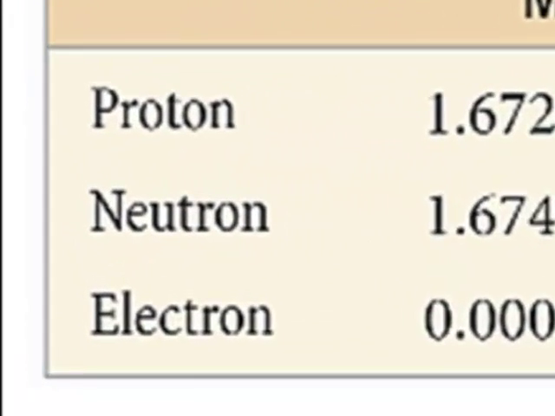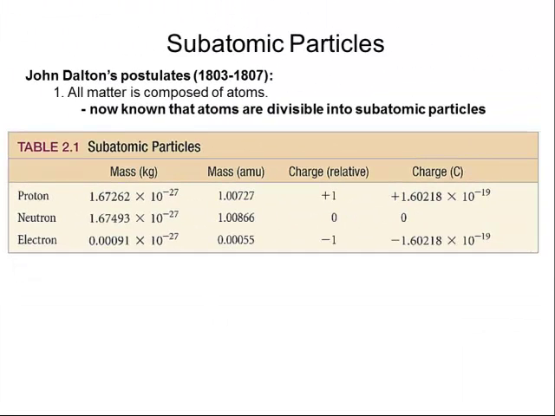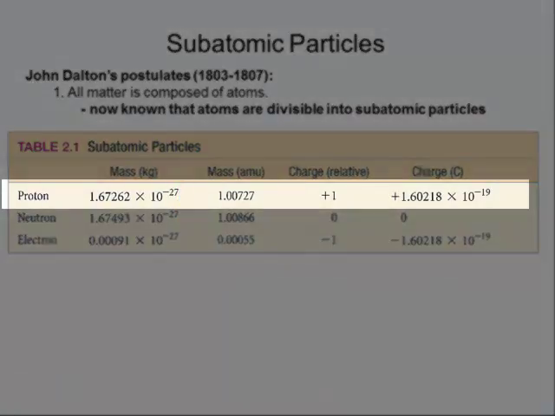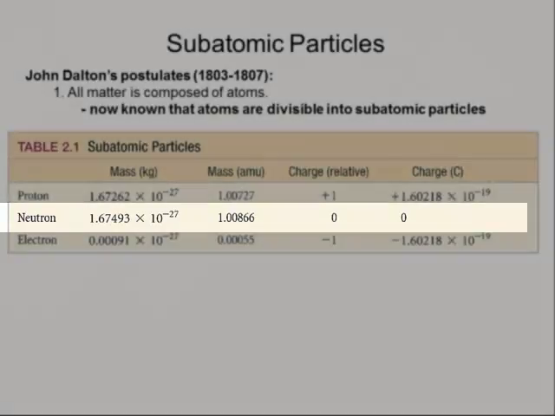So we're going to have three subatomic particles you're going to have to know. We're going to have the proton, neutron, and electron. Now I know there's a lot of information on this table. The main thing we're going to focus on is the relative charge and their masses in AMU. So a proton has a mass in AMUs of right around 1. Its relative charge is going to be a +1. A neutron is going to have a mass of 1 AMU. It's going to have a relative charge of 0.